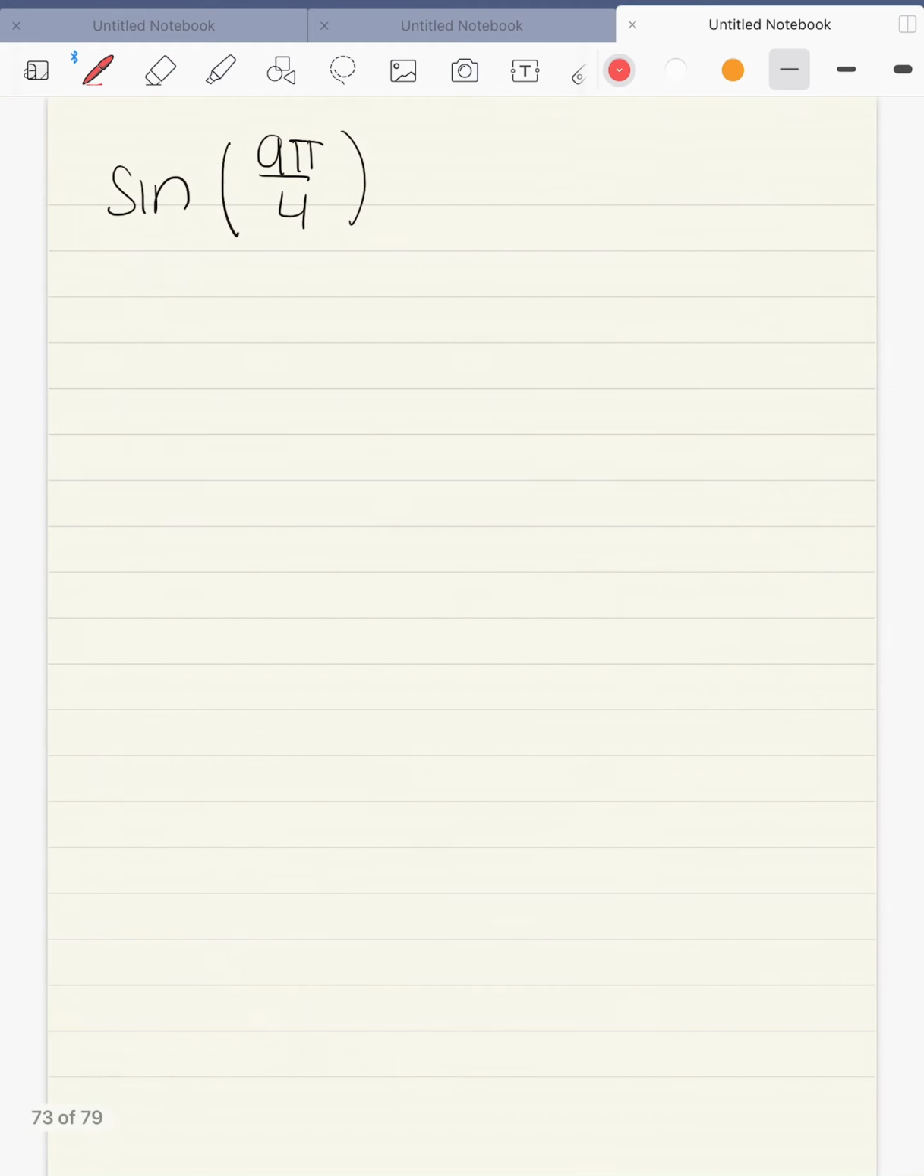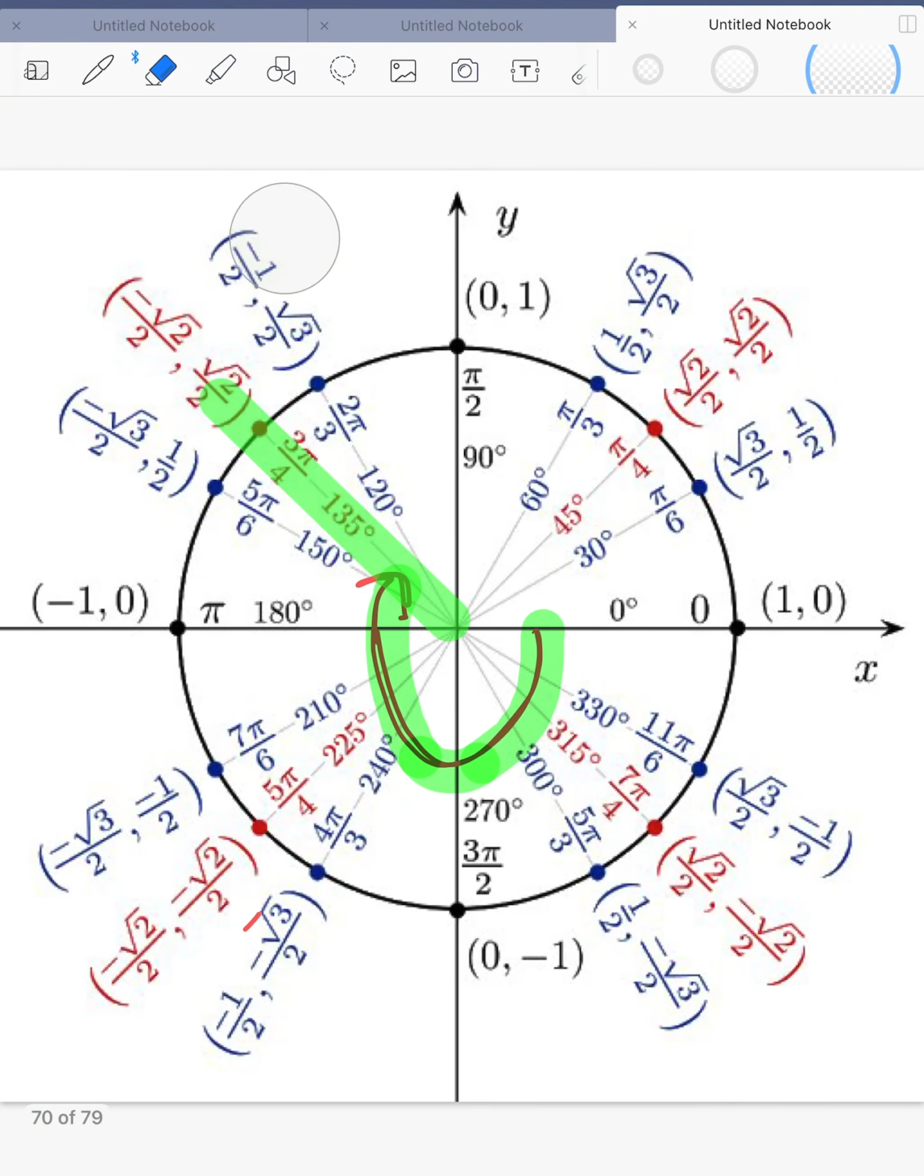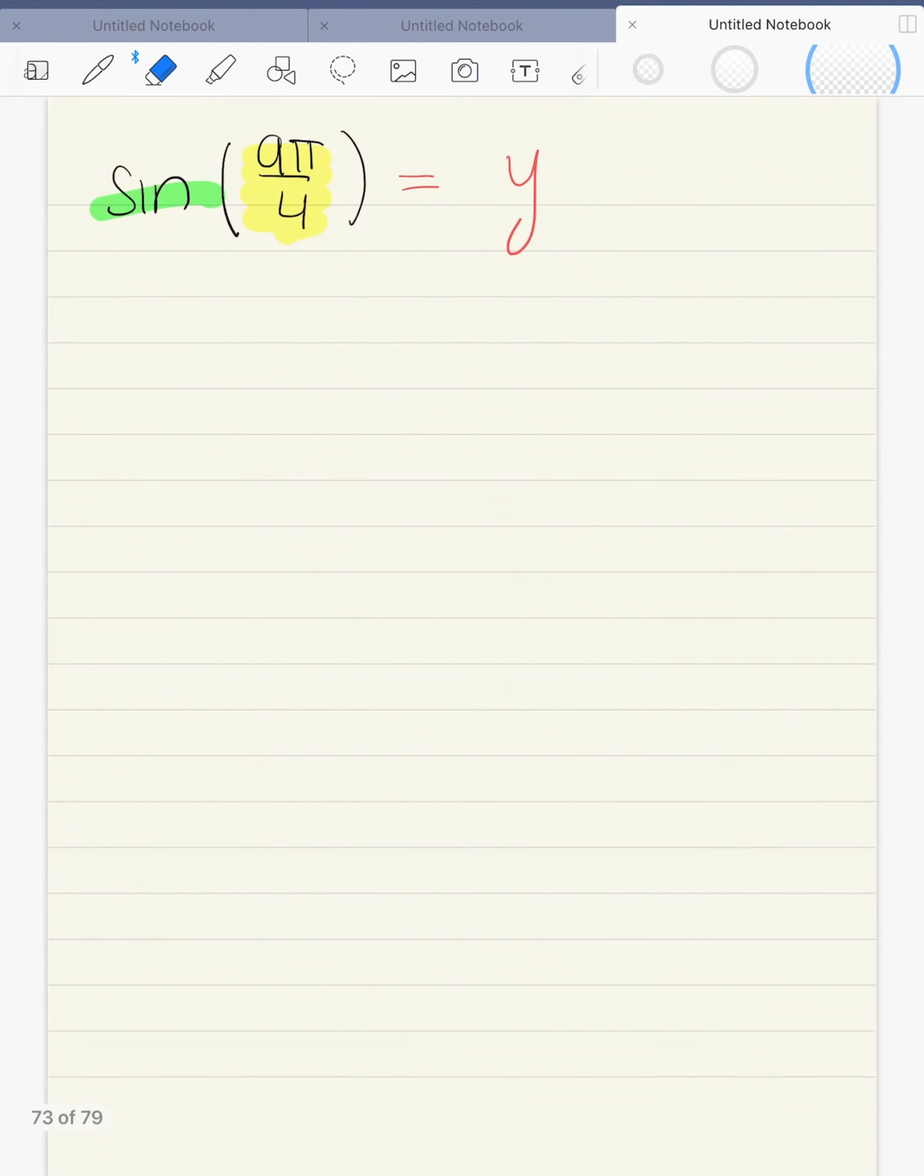The next problem is sine of 9 pi over 4. I know that sine is y. 9 pi over 4 is not on the unit circle. If I go to the unit circle, I don't see 9 pi over 4. I can change 9 pi over 4 to degrees.